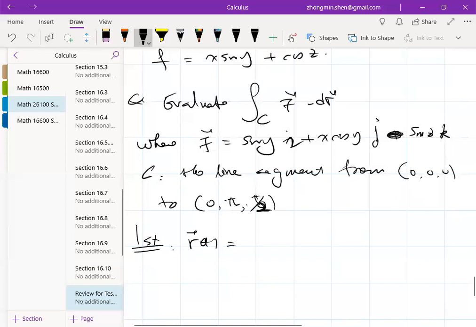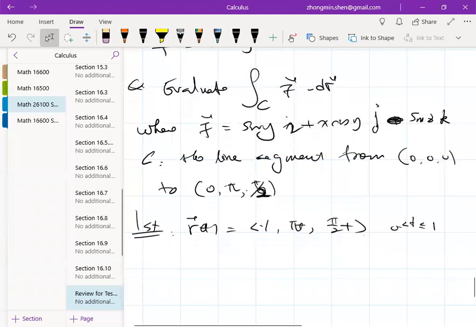So r of t equals 0, pi t, half of pi t, where t is between 0 and 1. You can also use another parameterization. Let me change it, because this is just the standard one. Instead of pi, I'll use 0, 2t, and t. Then t is between 0 and half pi. So that also gives you the parameterization for the line segment.